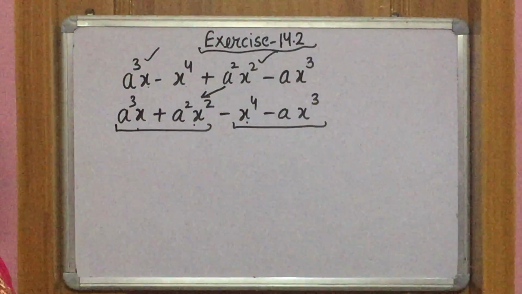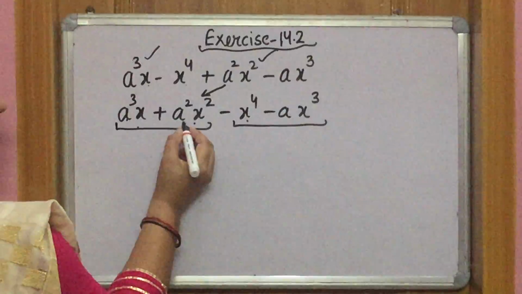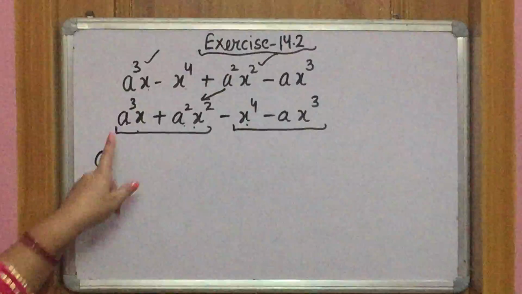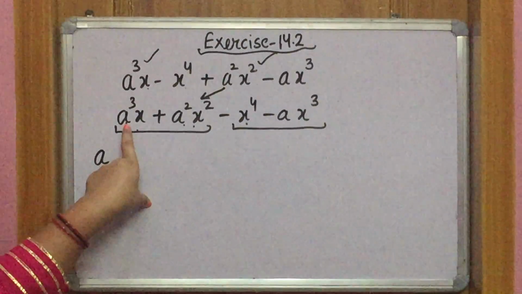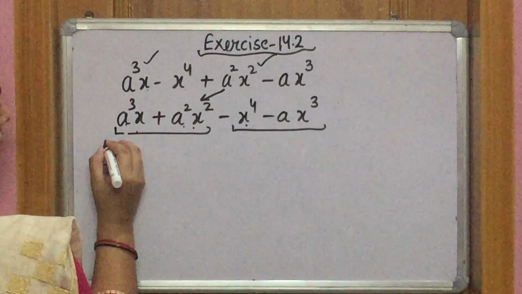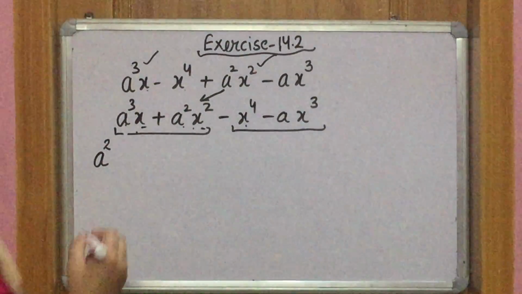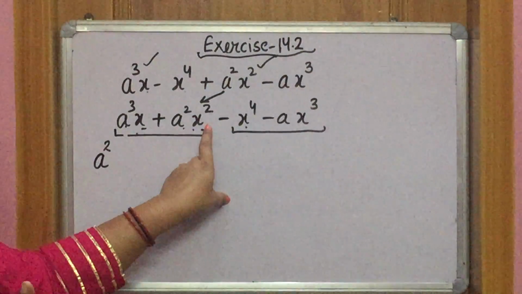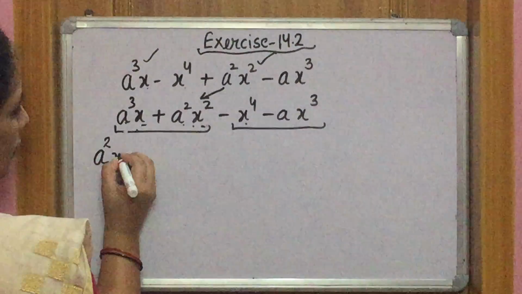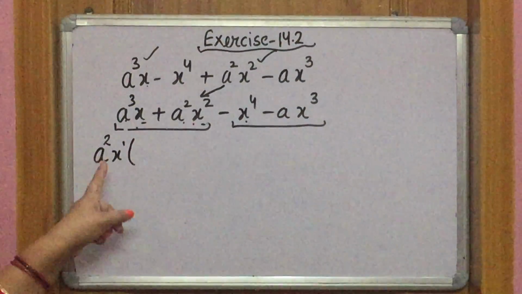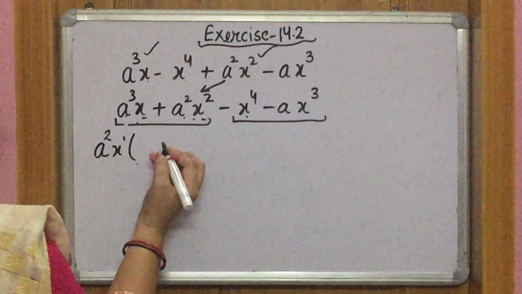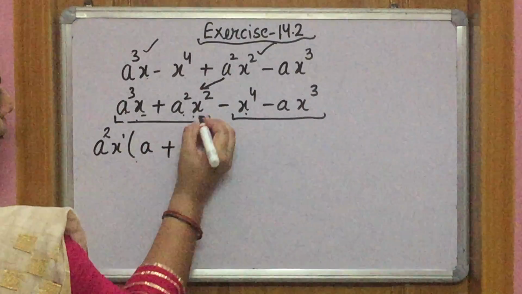Now try to take common. a is in both of the terms, and we take the smallest power. Here we have a cubed and here we have a squared. The smallest power of a is 2. Similarly x, here we have x to the power 1 and here we have x squared. The smallest power of x is 1. So take the smallest power of each term as a common. In bracket we have a plus x.